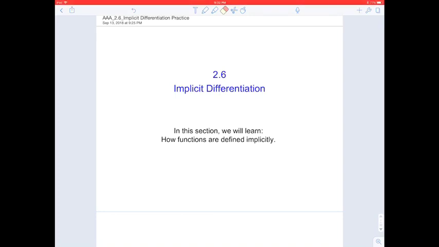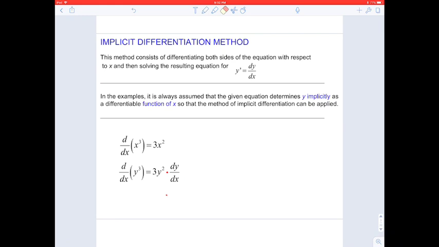Implicit differentiation. In this section, I will differentiate a few equations using the new method, implicit differentiation. This method tells me that I have to differentiate both sides of the equation with respect to x, and then solve the resulting equation for the derivative of y, dy/dx. We have to always remember that y is a function that depends on x, f of x. We will not explicitly see the formula for y. However, we have to remember y depends on x, and we're looking for dy/dx.